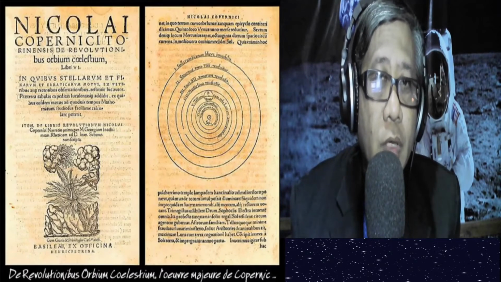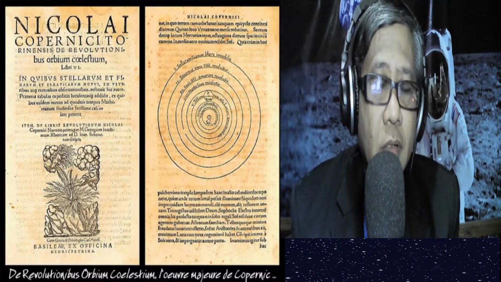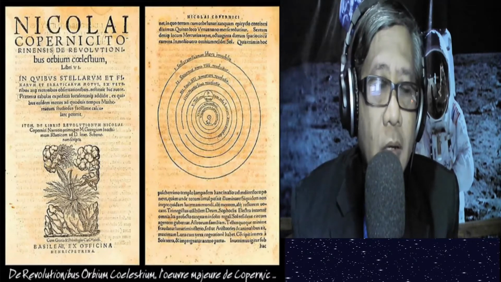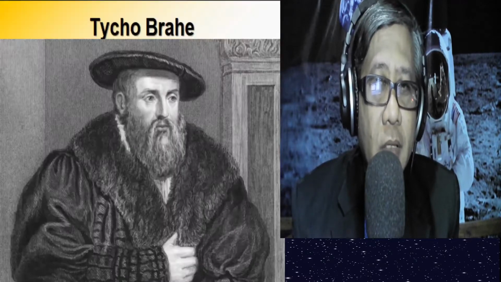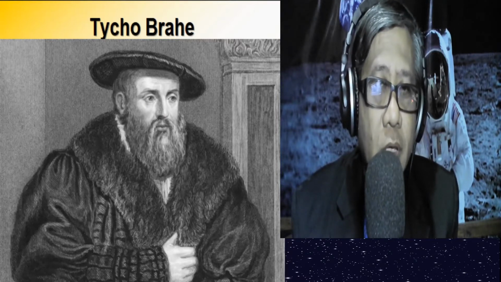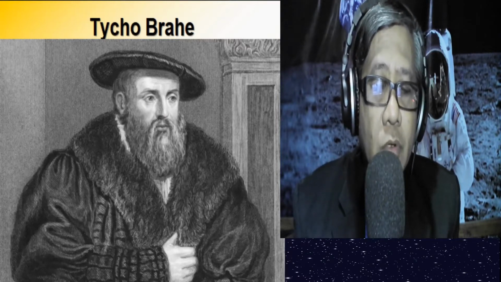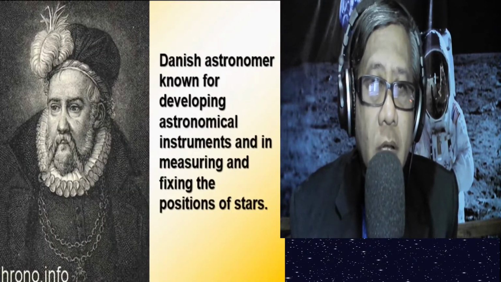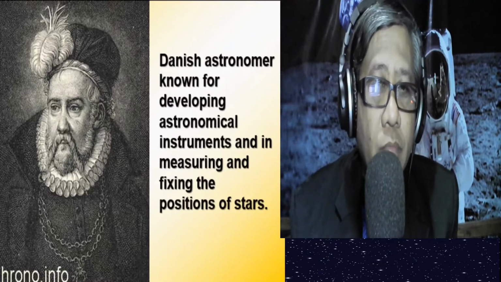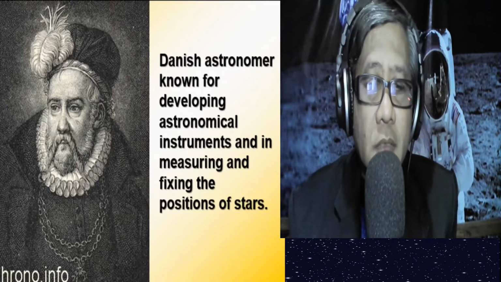Now, what's wrong with the heliocentric model was that Nicholas Copernicus failed to compile astronomical data that would support his model. Now, this guy by the name of Tycho Brahe did just that. Tycho Brahe was able to compile astronomical data. Now, Tycho Brahe was a Danish astronomer known for developing astronomical instruments that would measure the positions of stars.